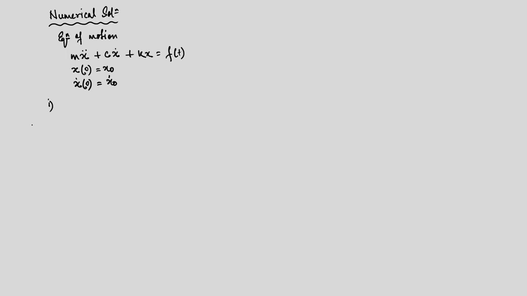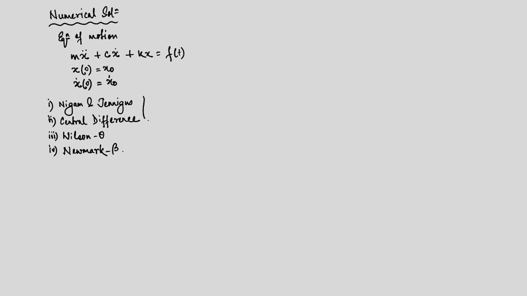The first one we will talk about is called Nigam and Jennings method. Then we will talk about central difference method. Then two important techniques, one is Wilson theta and another one is called Newmark beta. So, these are the different algorithms we will learn, and beyond that there are many other numerical techniques available in the literature.